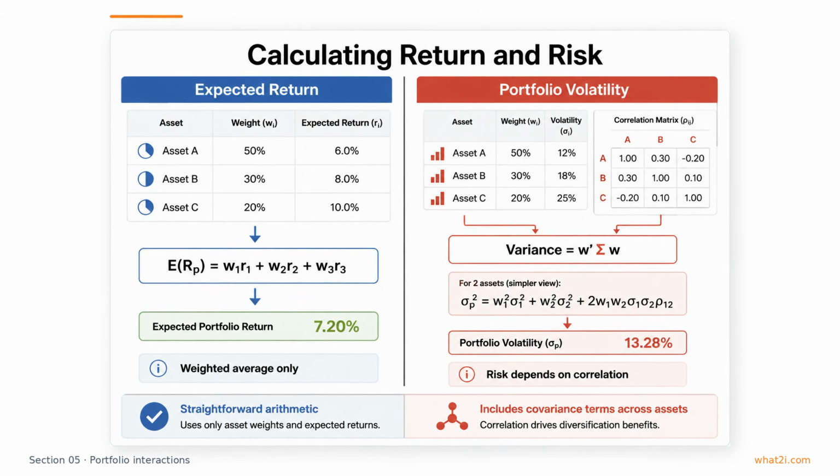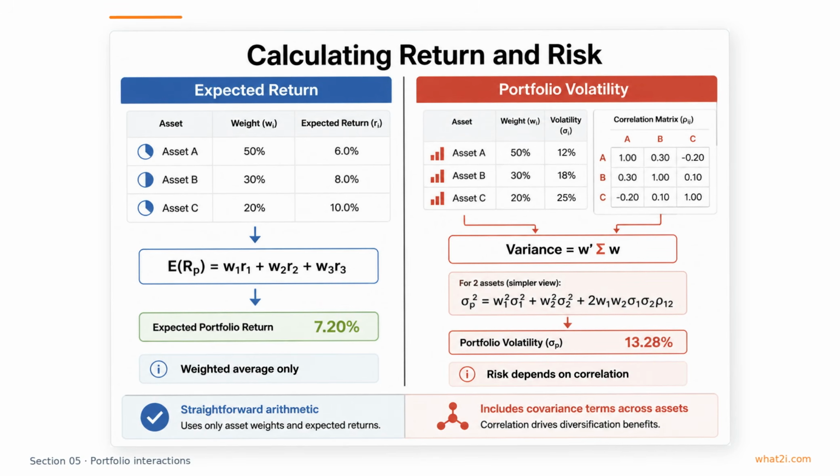In a multi-asset setting, that full structure is often written as W prime sigma W. So return is mostly arithmetic on weights, while risk is about both weights and interactions. That difference is why building a diversified portfolio requires more than just estimating which assets have attractive returns.